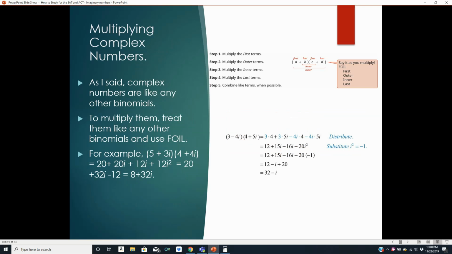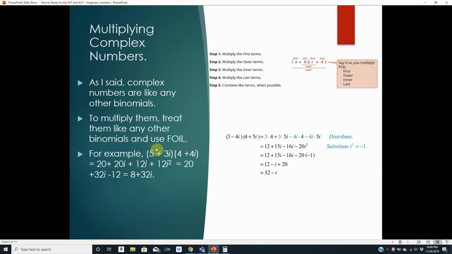All right, as I said, complex numbers are like any other binomials. So if you want to multiply complex numbers, you just treat them like any other binomials and you use the FOIL method. So you multiply the first terms, then you multiply the outer terms, a times d, and then you multiply the inner terms, b times c, and then you multiply the last terms, b times d.